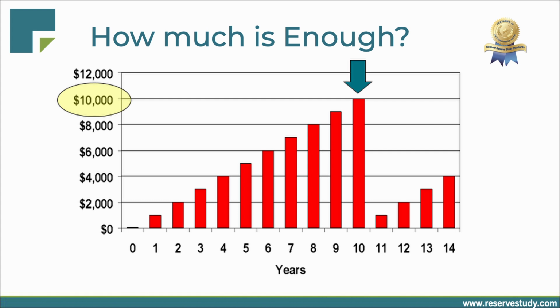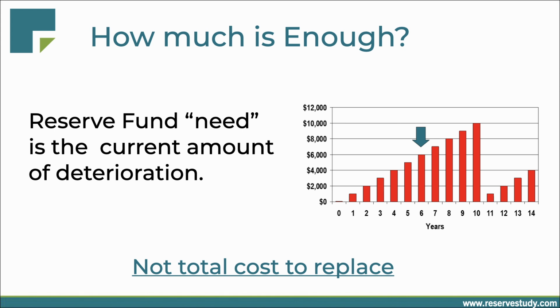Now, after you do the pool resurfacing, in the next year, you don't want or need $10,000. You just need 1 year's worth of deterioration set aside because you've got another 10 years till the project happens again. So in the last few charts, I showed that the reserve needs at your association go up and down over the years depending on the timing of your reserve projects. Your needs are not the total cost of your reserve components.